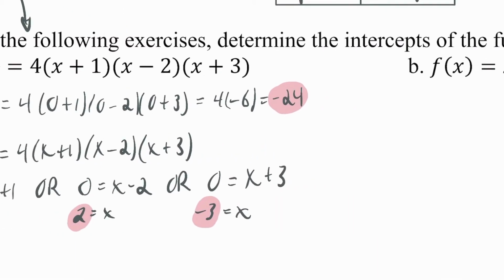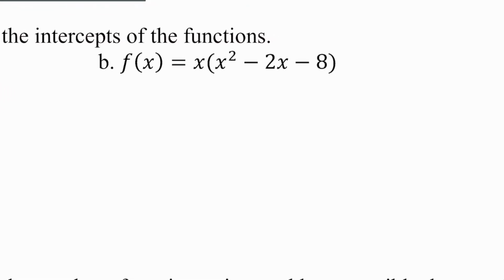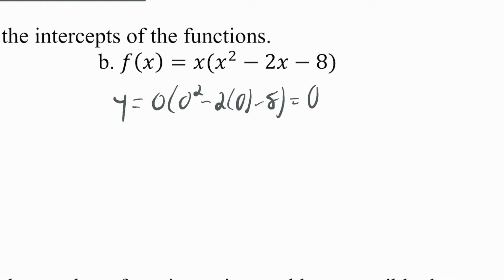Okay, what's the next one? F of x equals x times x squared minus 2x minus 8. Okay, so if we want the y-intercept, I'll plug in 0 for x. Of course, 0 times anything is 0, so the y-intercept is 0. Whenever your y-intercept is 0, that means also one of your x-intercepts will be 0, which we'll see in a moment. So to find the x-intercepts, I'll set the function equal to 0.